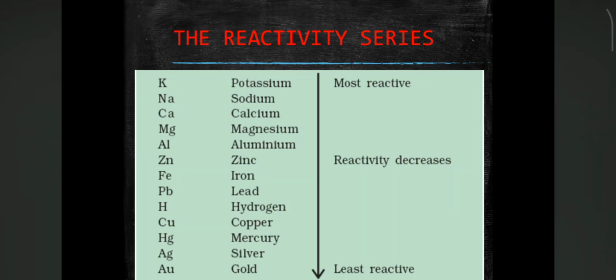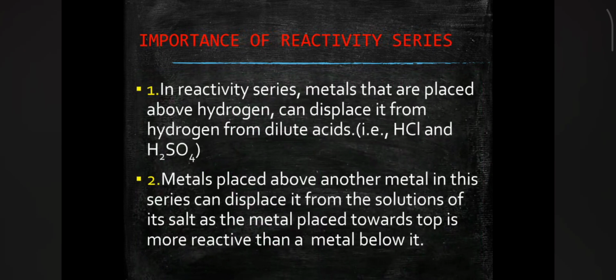So, the question arises, what is the importance of reactivity series? There are two importances. First, metals that are placed above hydrogen can displace hydrogen from dilute acids, that is HCl and H2SO4. Second, a metal placed above another metal in the series can displace it from the solution of its salt, as the metal placed towards the top is more reactive than a metal below it.